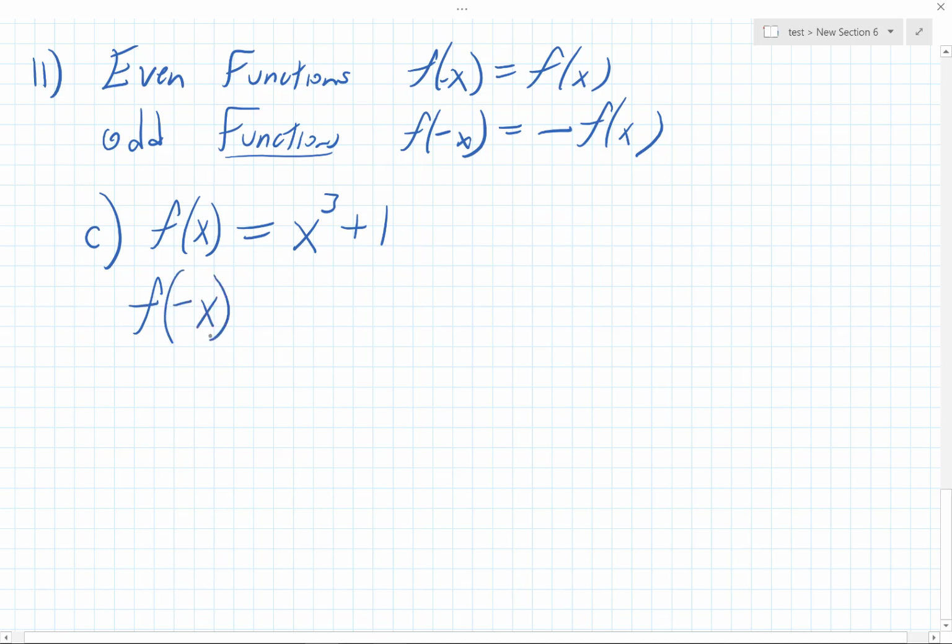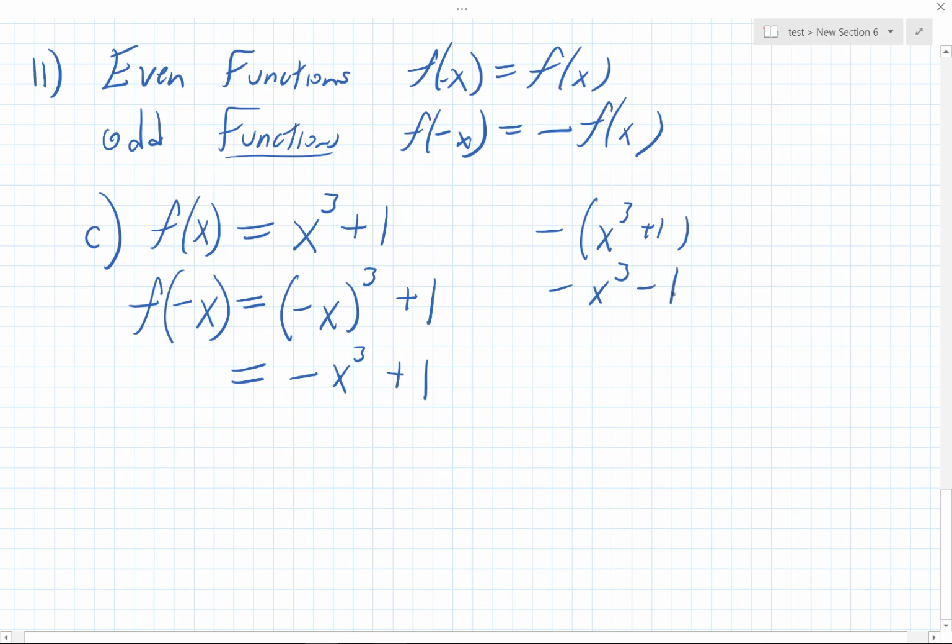So what we're going to do when we test for odd functions is plug in a negative x, and negative cubed will overall be negative. We can see that we're not exactly the same as the original function, so we're definitely not even. And we're not the opposite of the original. If we were the opposite of the original, they would have both been negative, like it would have been negative x cubed plus 1, which would have been negative x cubed minus 1. So we don't equal that, so this is neither.